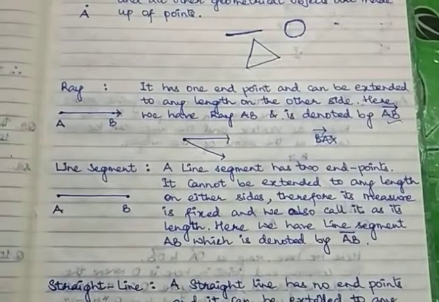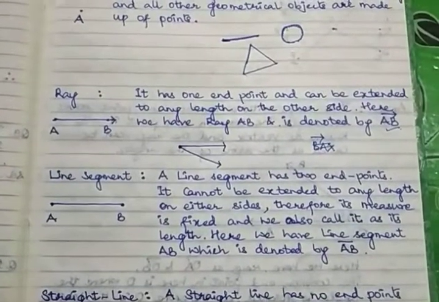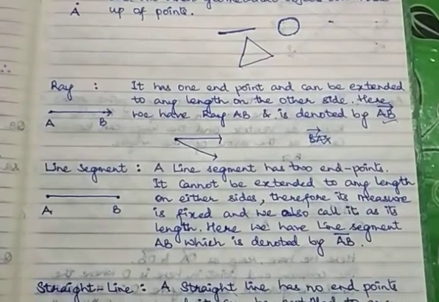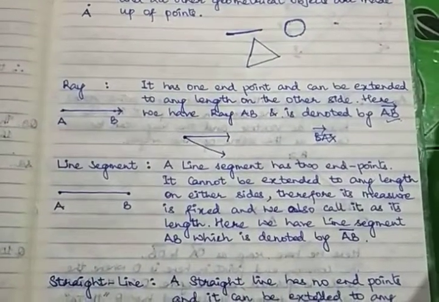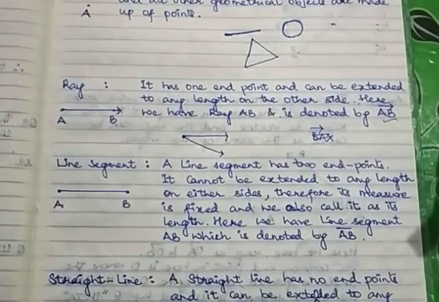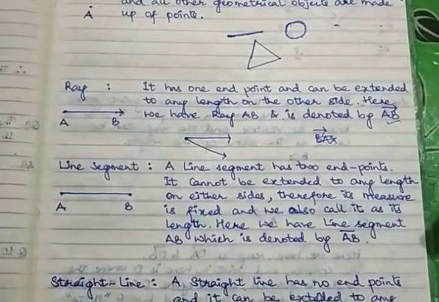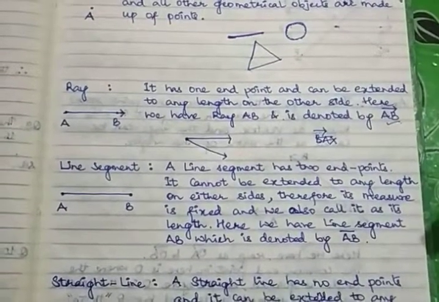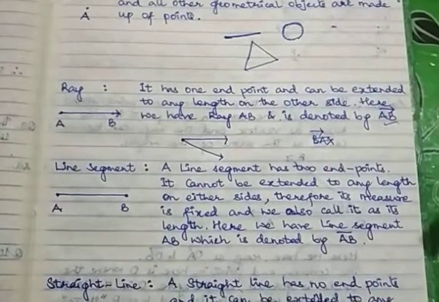So that is why a line segment has two endpoints. It cannot be extended to any length on either side, therefore it has a fixed measure. A line segment is nothing but something that has two endpoints and a fixed measure. That is what a line segment is.